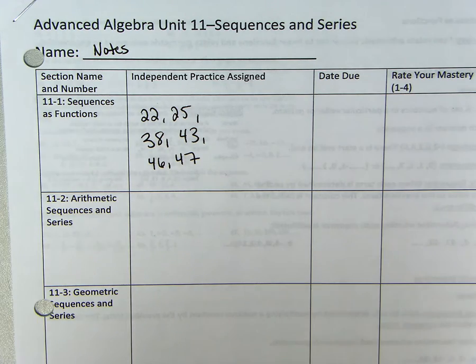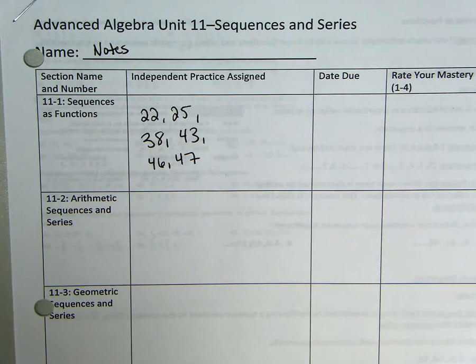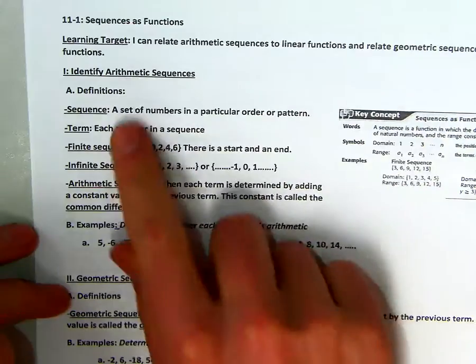Alright, so this is chapter 11 notes, and our first part is sequences as functions. The numbers we're doing are 22, 25, 38, 43, 46, and 47. Let's open up. This first section will be fairly easy. There's a lot of definition stuff in the beginning.